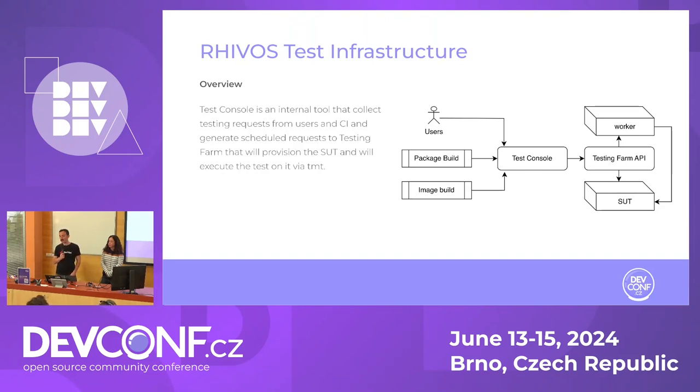Testing Farm is able to provision the test environment, the system under test, named SUT in the slide. And it's able to execute the tests using another tool, a test management tool, TMT. Testing Farm will provision a virtual machine named worker and also the system under test, and the worker will trigger the test execution on the SUT via SSH. This is the high-level overview.